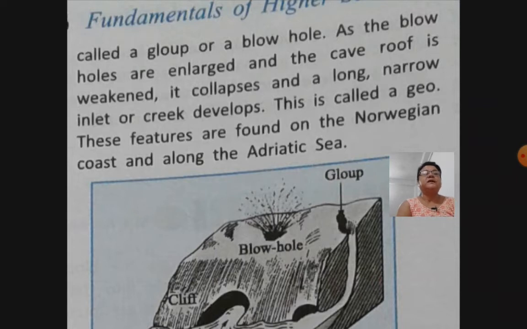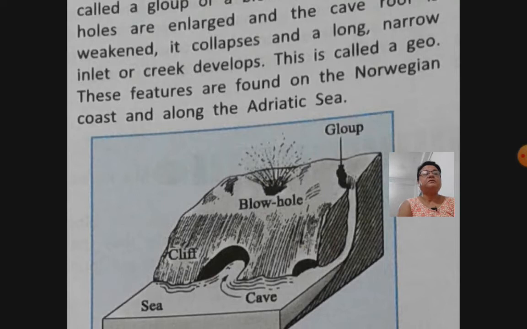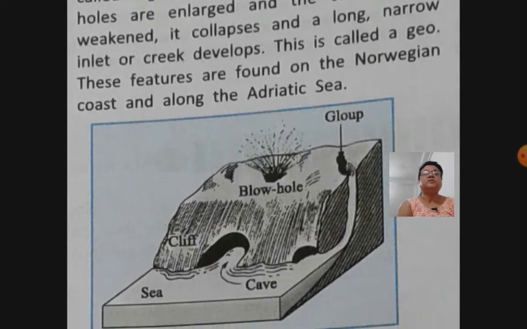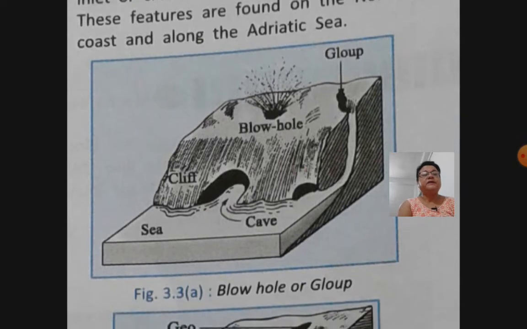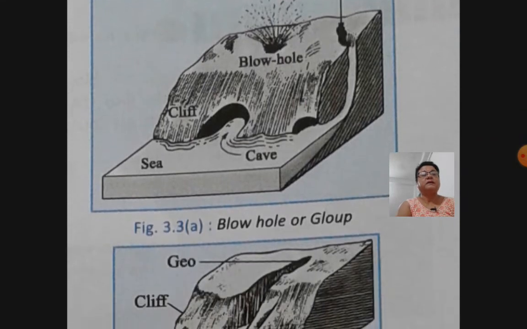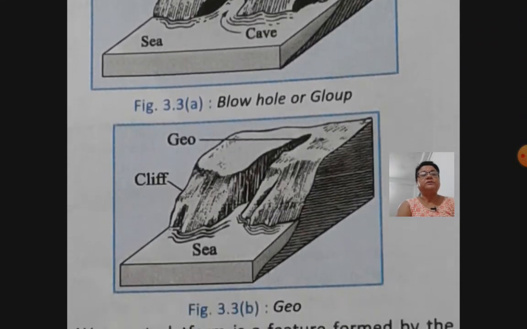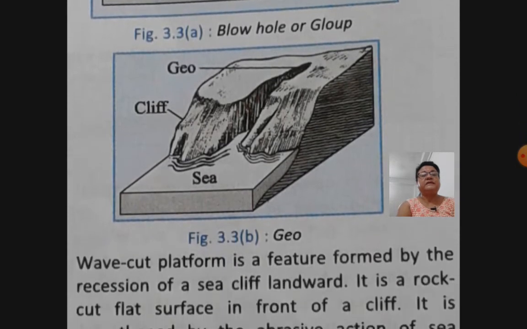As the blowholes are enlarged and the cave roof is weakened, it collapses and a long narrow inlet or the crater develops. This is called a geo. These features are found on the Norwegian coast and along the Adriatic Sea. Okay. यहाँ नक्सा हेर, यो नक्सा हेरेपछि तिमीहरुले बुझ्छौ सी केभ छ एकतिर भने माथितिर ब्लो होल्स छ, त्यसको माथि ग्लप। अनि अर्को छ तिम्रो Sea Cliff.